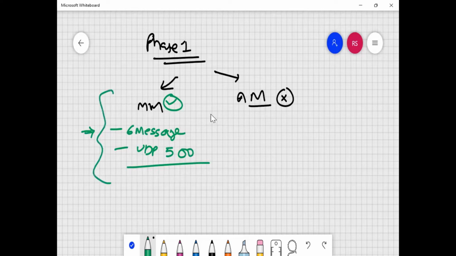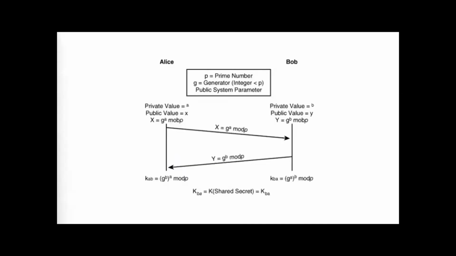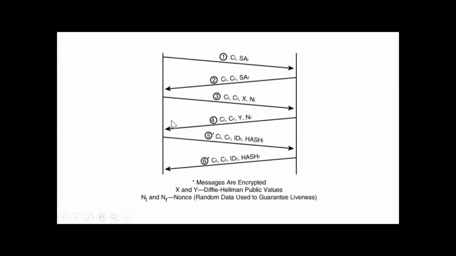So let us talk about main mode, and you will get to know how phase 1 is used in our case. Let me open my slide. Give me a minute. This is our phase 1, with 6 messages, main mode. We will have main mode and aggressive mode in phase 1, and quick mode in phase 2. We will talk about phase 2 later, but let us now discuss IKE phase 1 main mode.